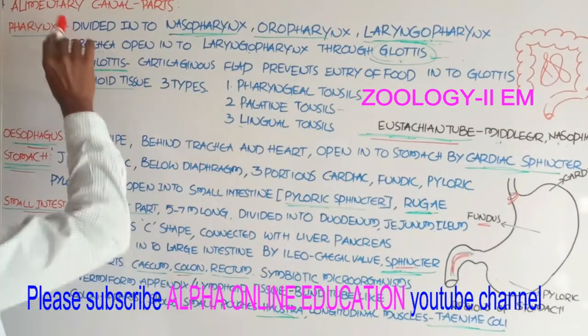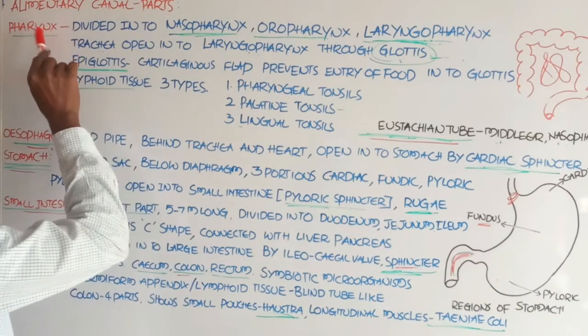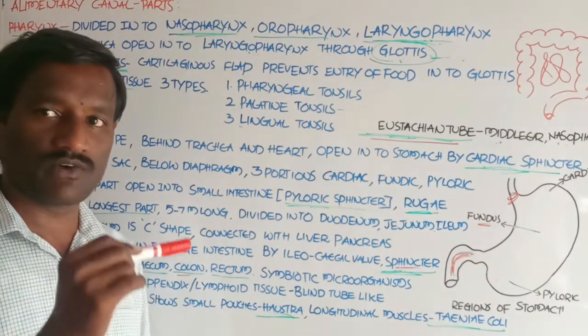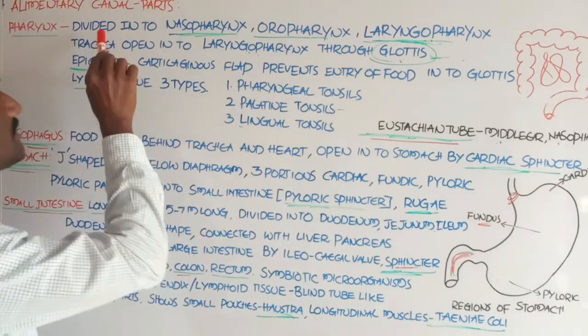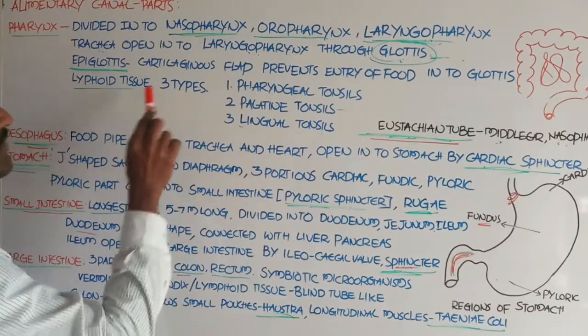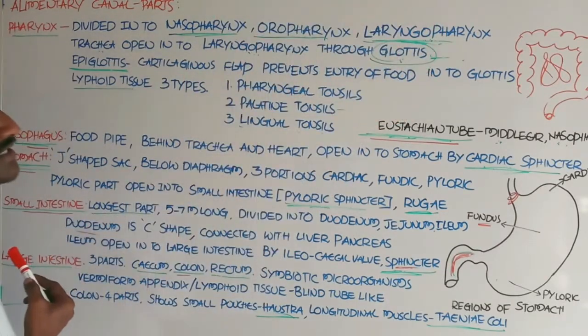I'm going to discuss the parts of the alimentary canal, and the next one is the pharynx. The pharynx is the common passage for food and air, and it is divided into the nasopharynx, oropharynx, and laryngopharynx. The laryngopharynx is associated with the respiratory system.